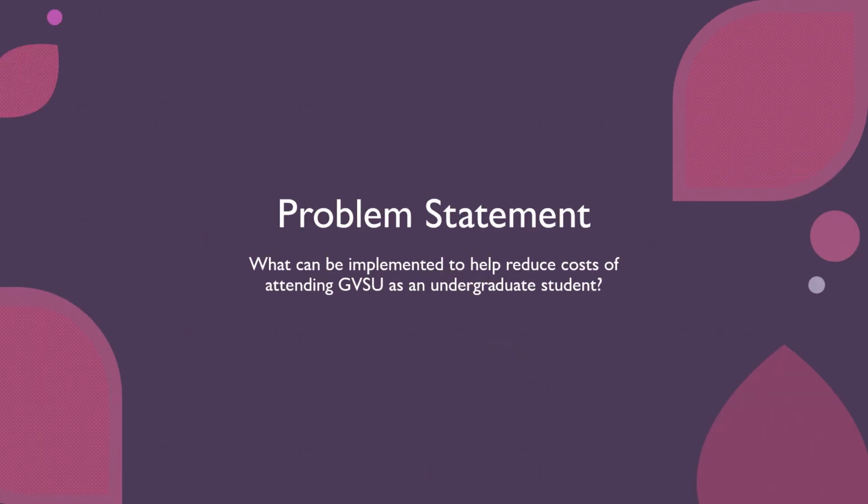So coming to our problem statement, we started off with a really different problem statement at the beginning. It was one that we probably couldn't really build off of. It was kind of contained, I'd say. There's really nothing we could do with it. So we ended up switching it a couple times, and we came to the conclusion of this as our problem statement. So as you can read on screen, it is what can be implemented to help reduce costs of attending GBSU as an undergraduate student.